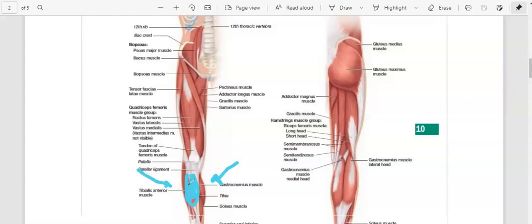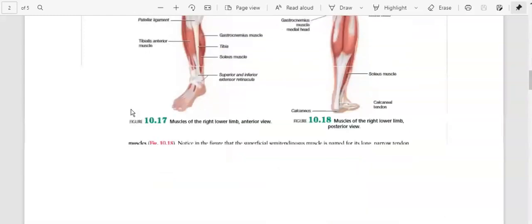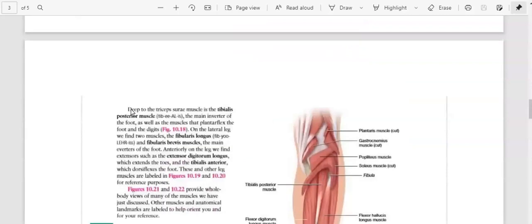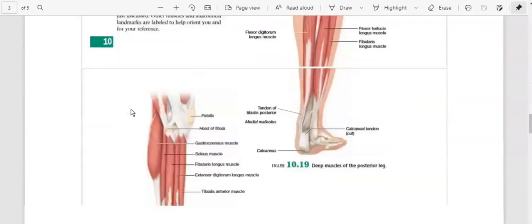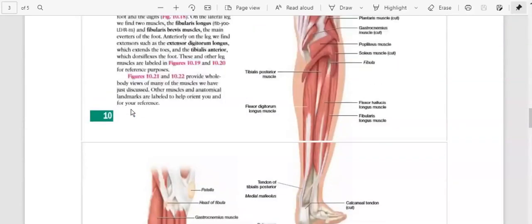So if you look at the back of your leg, you're going to have this one right here. This one is going to be the gastrocnemius. This is what people call the calves. This is the gastrocnemius muscle, this one right there. Okay, that's the gastrocnemius muscle. If we scroll down right here, we can see that we have other deep muscles in there.